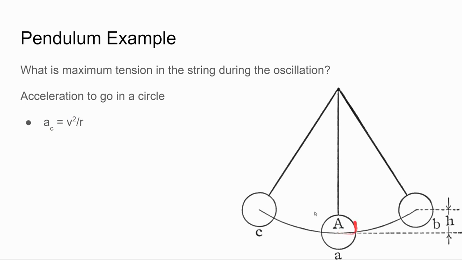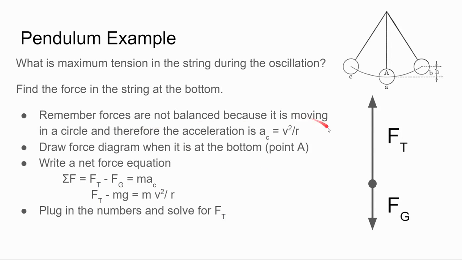It's nice because the only acceleration we have to deal with at the bottom is only the acceleration due to it going in a circle. I don't have to worry about it also speeding up and slowing down. Therefore, the acceleration to go in a circle, so really this is at point A, but that C represents the acceleration to go in a circle, is v squared over r. So that's why I need my velocity, because I need to calculate the acceleration to go in a circle. And then once I have that acceleration, then I can do my net force equations.